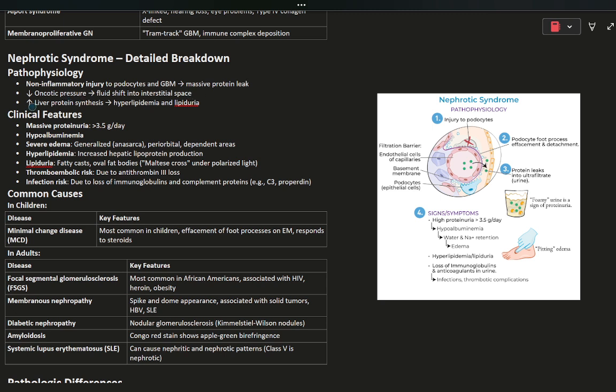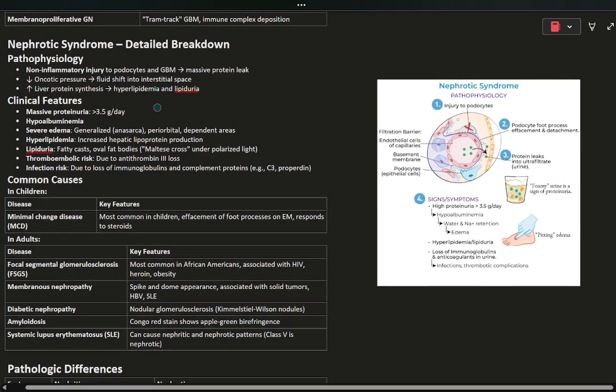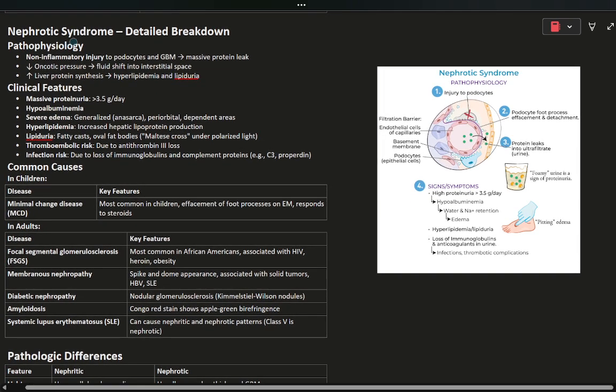And there's also going to be increased liver protein synthesis as a way to compensate for the protein loss. This is going to lead to hyperlipidemia and lipiduria because the liver is ultimately synthesizing more cholesterol. And so, for nephrotic syndrome, patients will typically have high cholesterol levels in their blood.